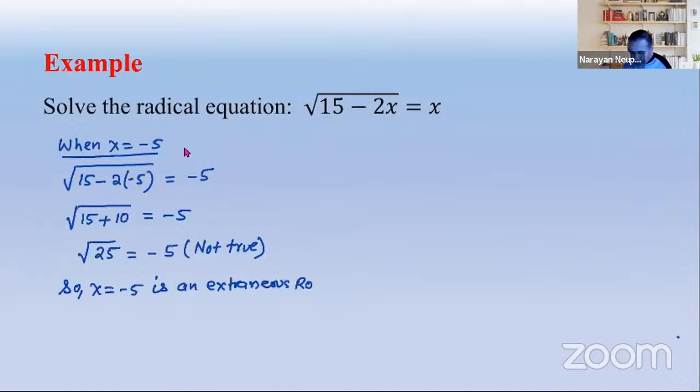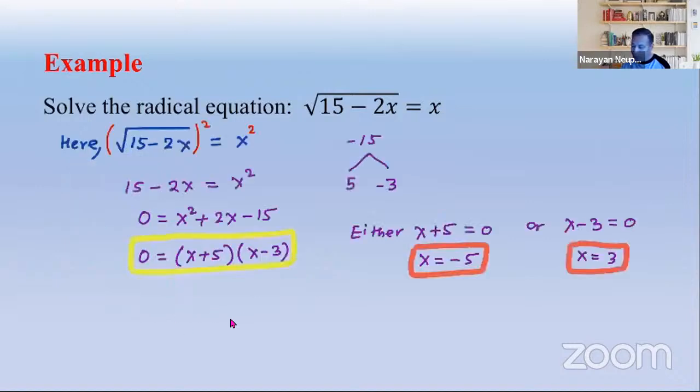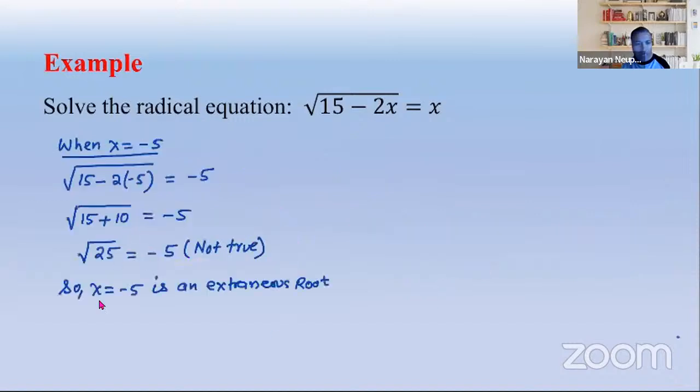This is an extraneous root because this will not satisfy the given equation. This is not the correct answer. Although we obtain it by solving the equation here, when you try to plug in, it does not satisfy the equation. So this is an extraneous root. So let's plug in the other one now.